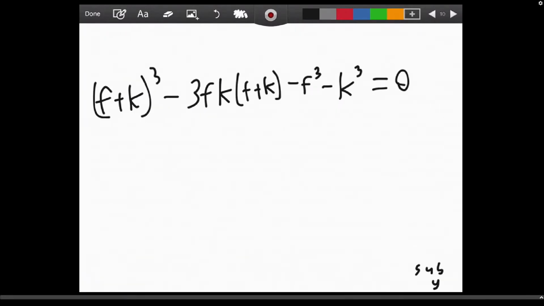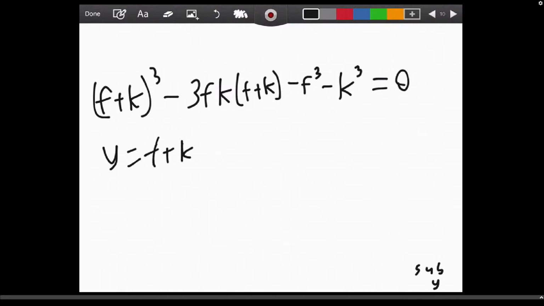So when we do that, we get f plus k cubed minus 3fk squared times f plus k minus f cubed minus k cubed all equals 0. So we're just doing that. Now, if you notice, y is actually equal to f plus k. We said that earlier.